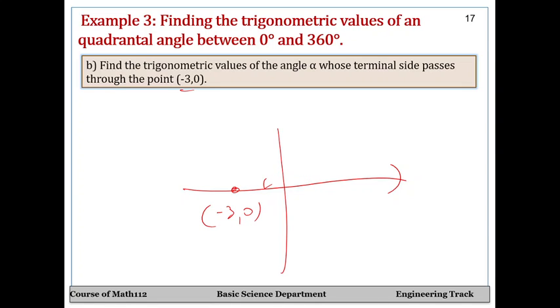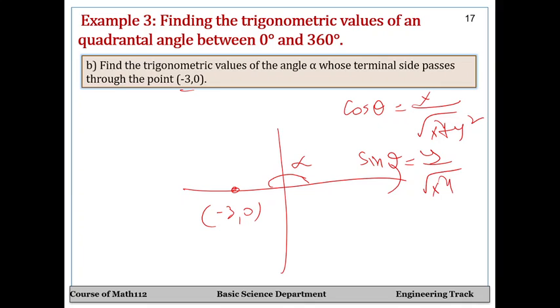Okay, the angle is not important because it says this is alpha. It doesn't matter. This is 180 degrees, but it's okay. So then use the trigonometric values. Cosine theta is x over the square root of x squared plus y squared, and the sine theta is y over the square root of x squared plus y squared. And the tangent theta is y over x.